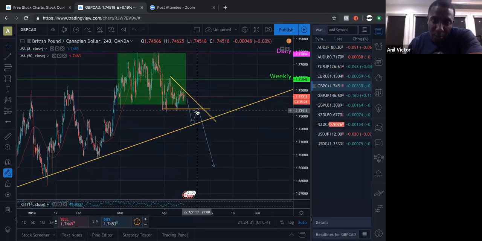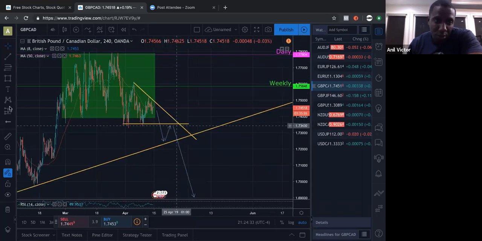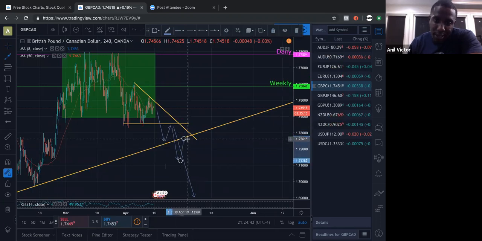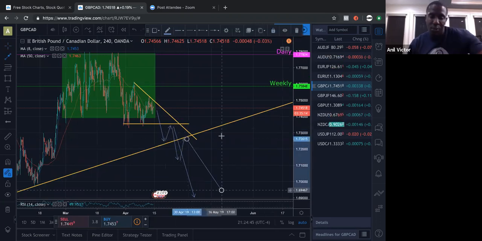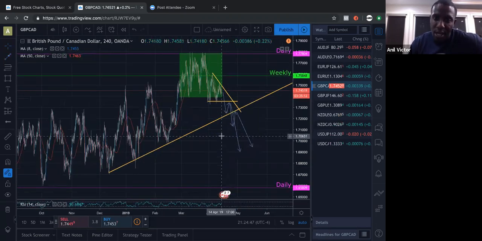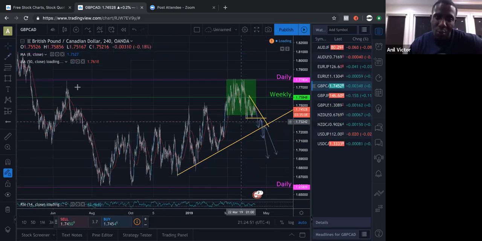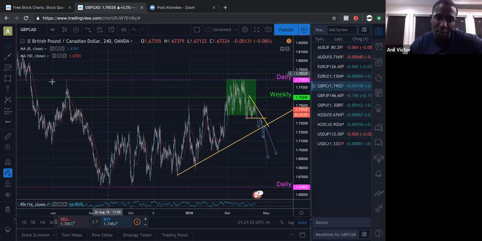Now, if price breaks below this trend line, what will we see? We'll see some type of price action that looks like this. Come down, tap that line, and then continue on a downwards trend. We could see that. And my bias is that that's going to happen. Why? Because we have this double top right here.